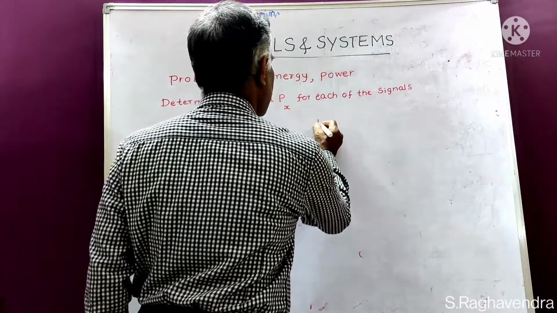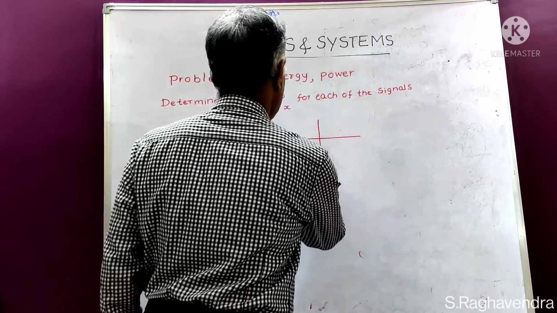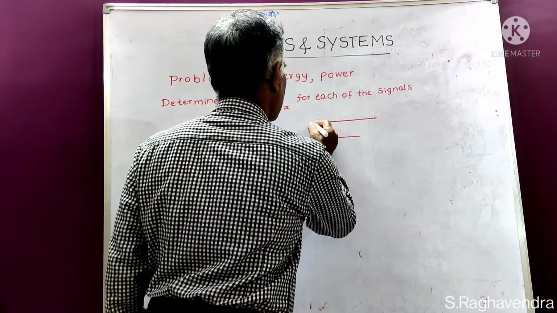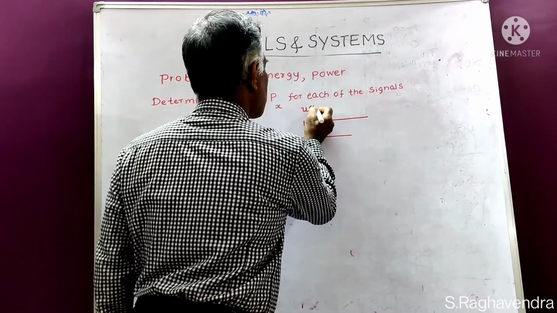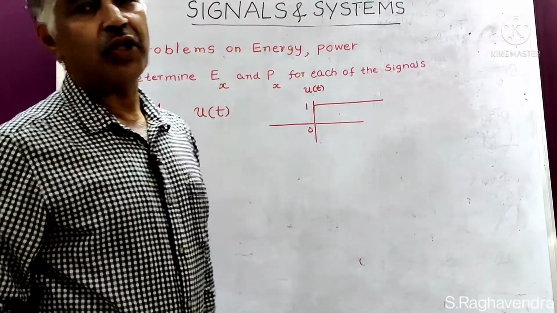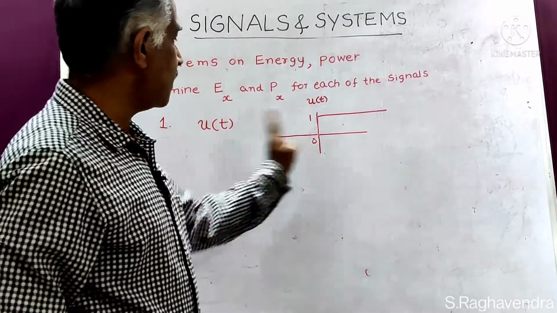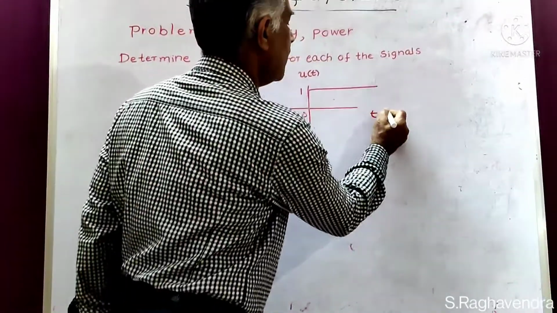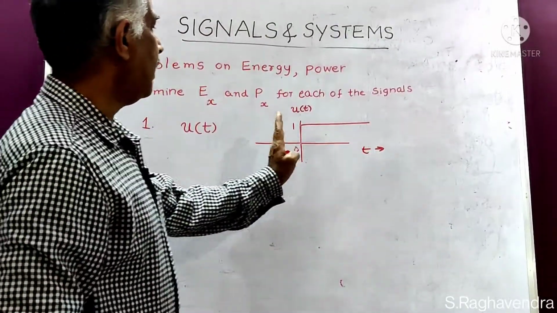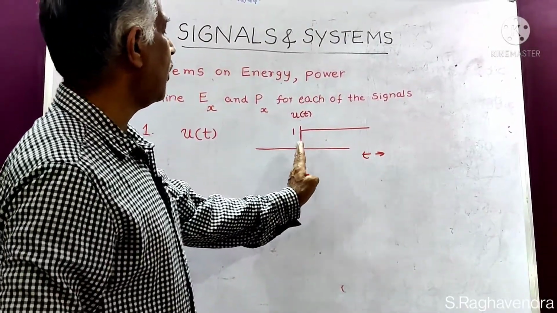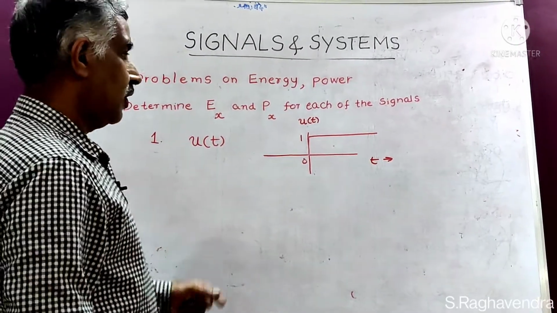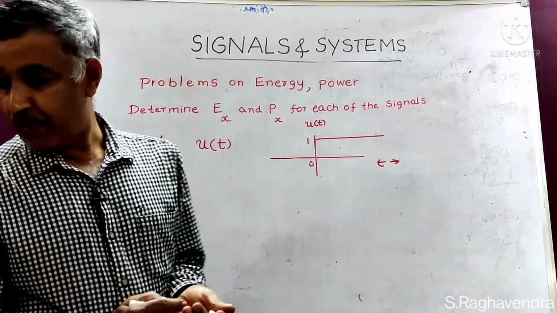A step function is represented like this. A unit step function, its value starts only after 0. Before 0, that is for t less than 0, its value is 0, and for t greater than or equal to 0, its value is 1. That is the unit step function. Now we shall solve this problem.